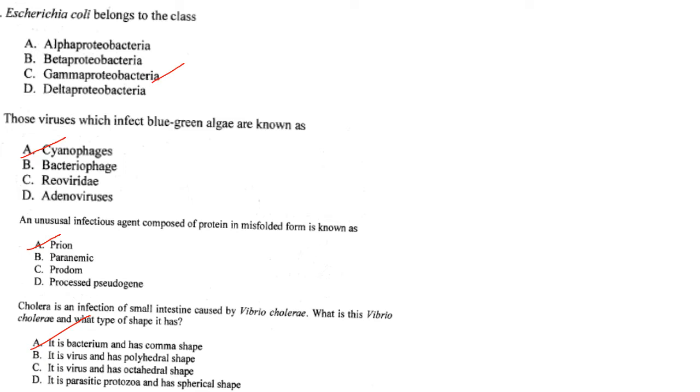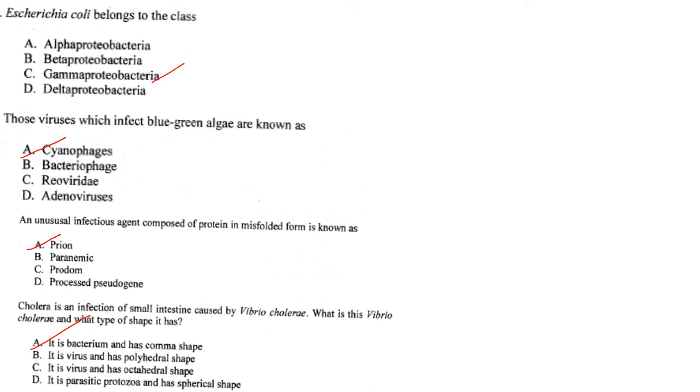Prions are a special class of proteins that can exist in two forms, that is normal and misfolded form. Misfolded prion can act as an infectious agent and has been linked to diseases such as Creutzfeldt-Jakob disease and bovine spongiform encephalopathy. So an unusual infectious agent composed of protein in misfolded form is known as a prion. Answer is option A.